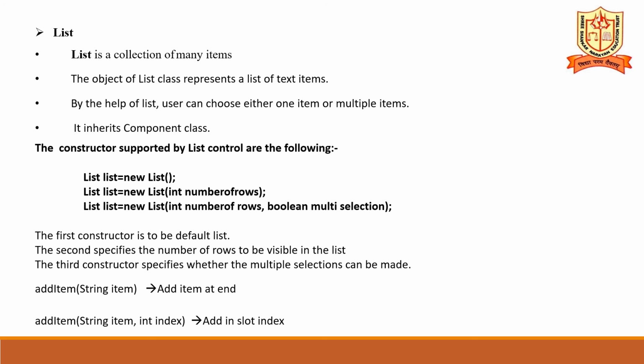The third constructor specifies whether multiple selection can be made. If you make it true, then you can select multiple items in the list. If it is false, then only one item is selected from the list. Next, we are using the method addItem, and you have to mention the item name, that is, it adds the item at the end. The next method is addItem(String itemName, int index), and you have to specify the index, that is, where to add the item. We will see in the example how these methods are used.